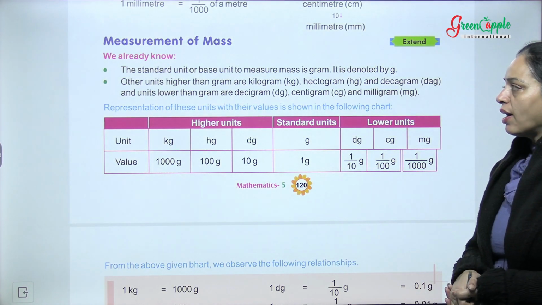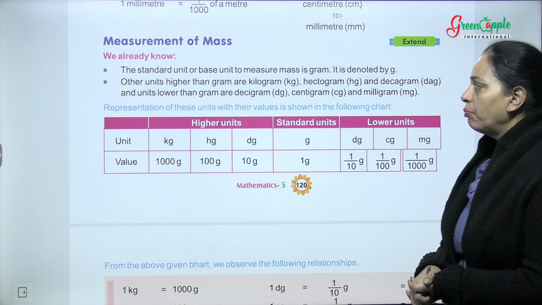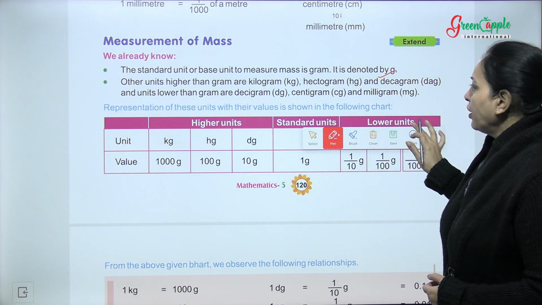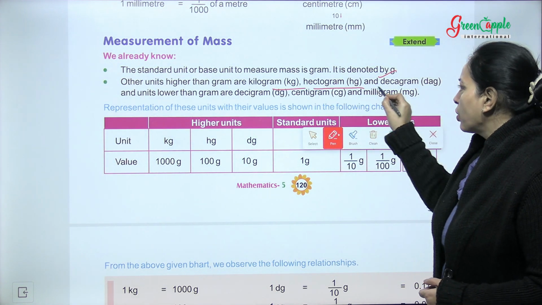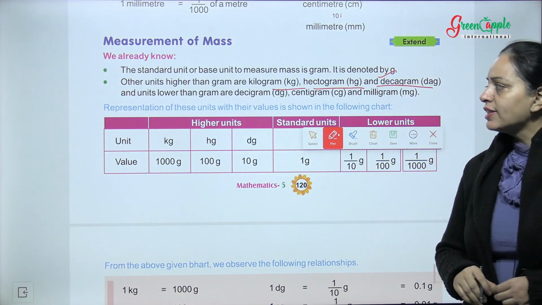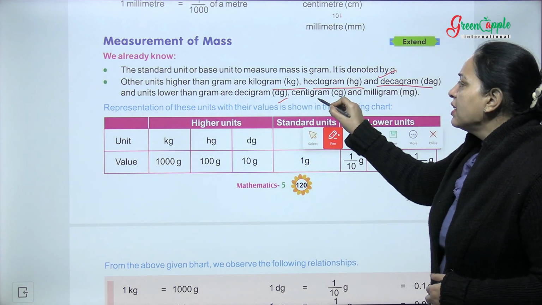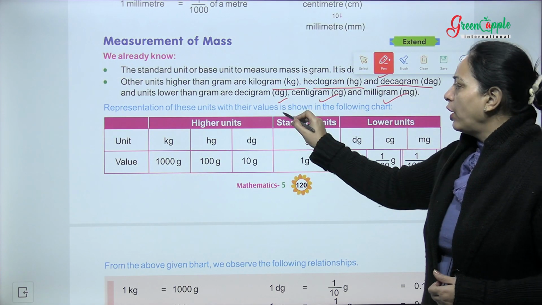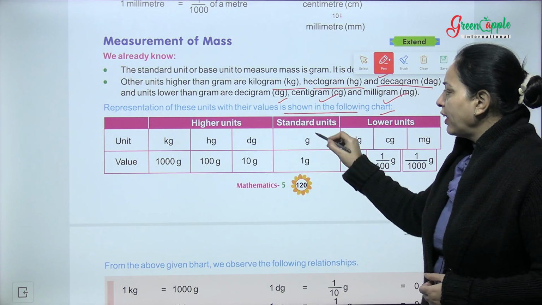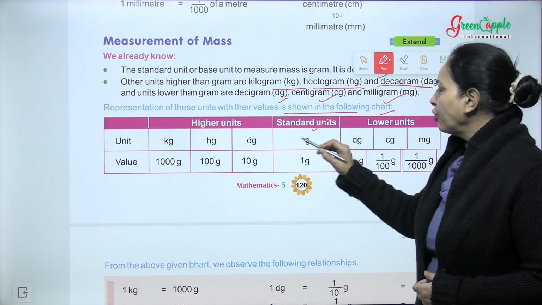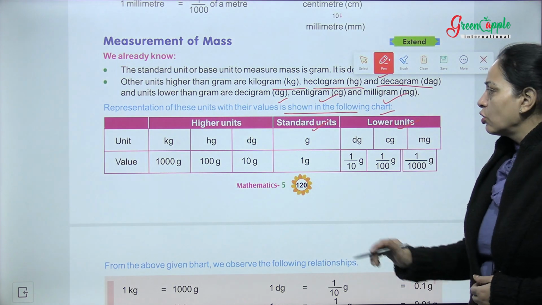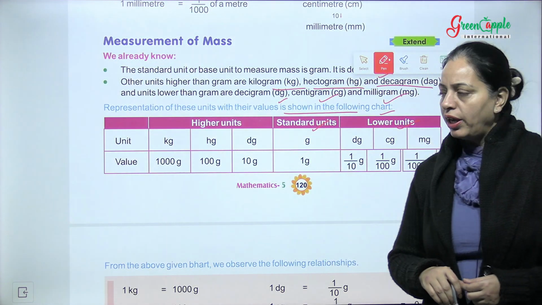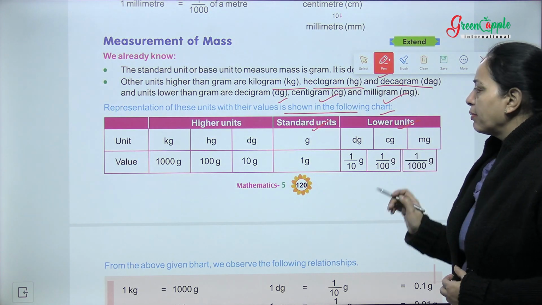Now measurement of mass. We already know the standard unit or base unit to measure mass is gram. It is denoted by g. Other higher units than gram are kilogram, hectogram, decagram, and units lower than gram are decigram, centigram and milligram. So representation of these units with their values is shown in the following chart. This is the standard unit, these are the higher units and lower units. So standard unit gram, then decagram, hectogram, kilogram. And here decigram, centigram and milligram.